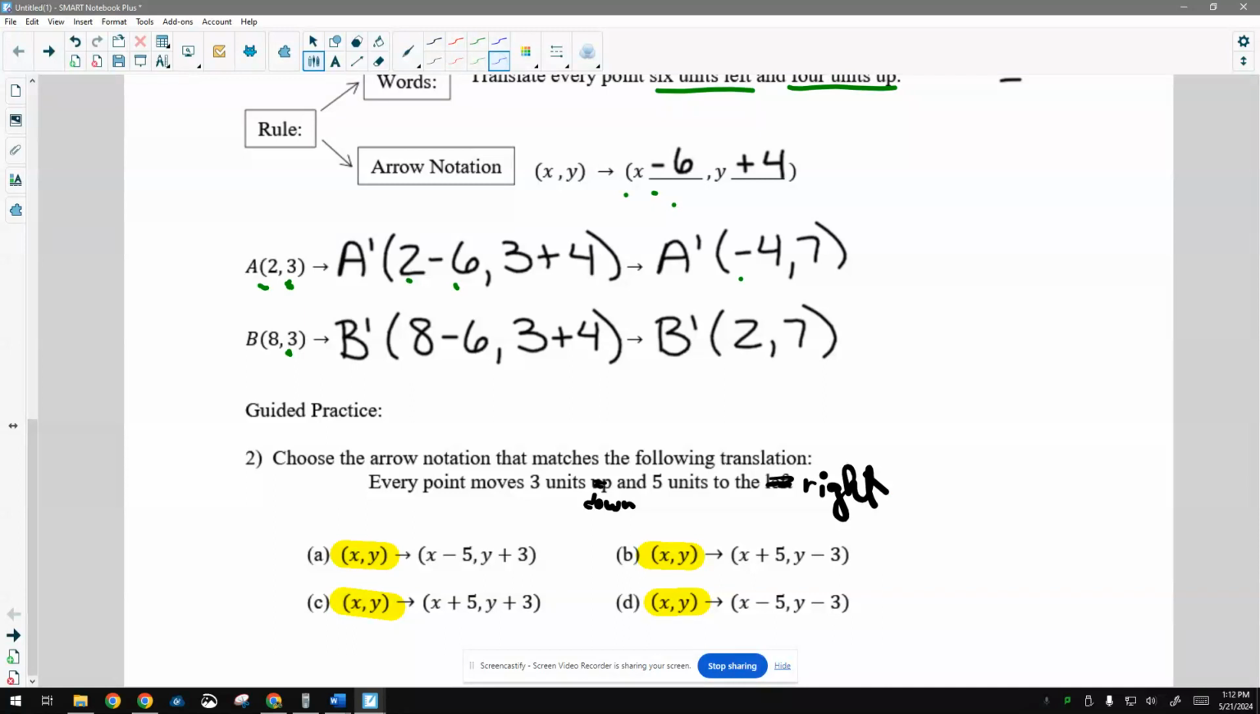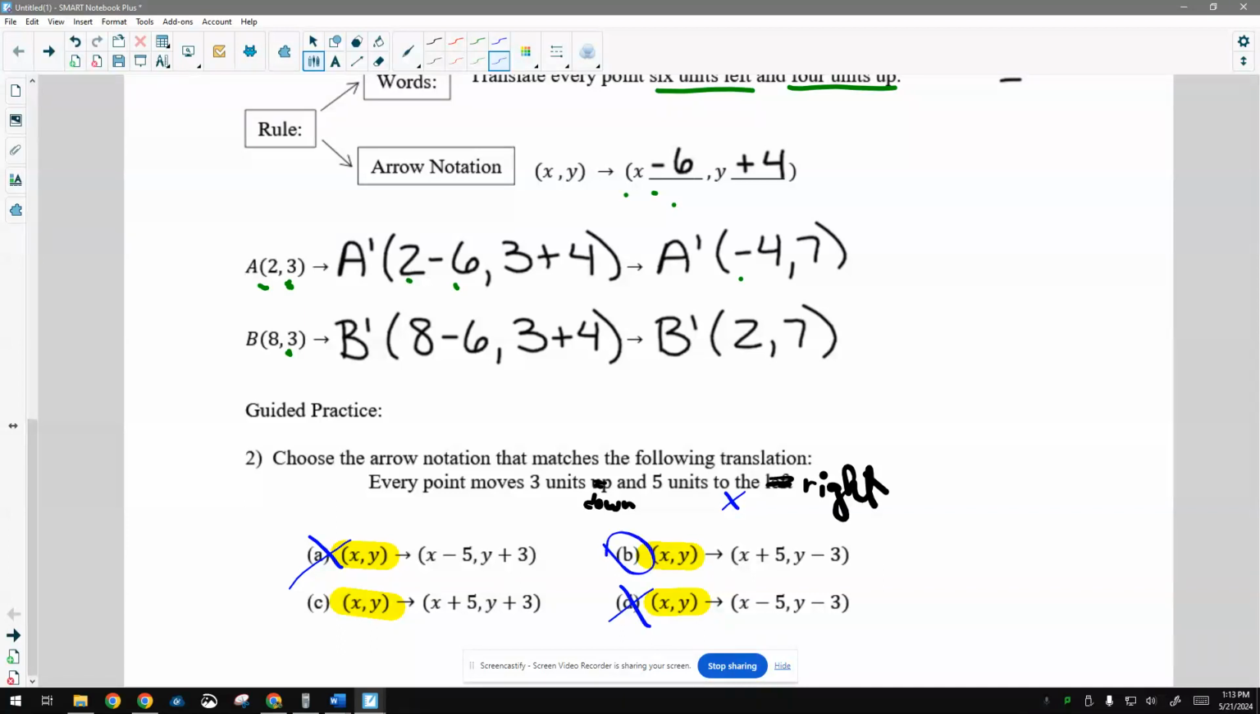So I always do your X first. This is your X over here, 5 units to the right. Is to the right plus or minus? So that's going to be X plus 5. So this is out and this is out. We're down 2. Is down positive or negative? Negative. So that's going to be minus 3. Y minus 3 is choice B.